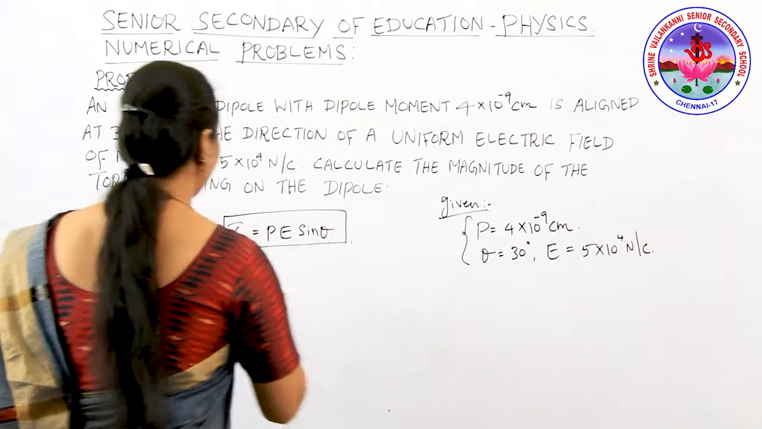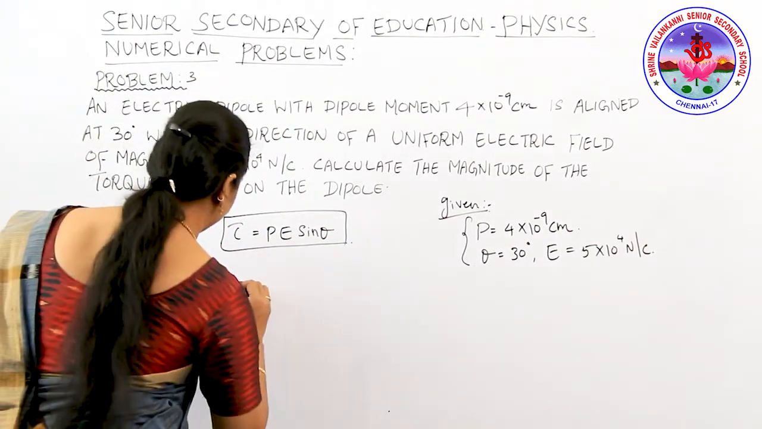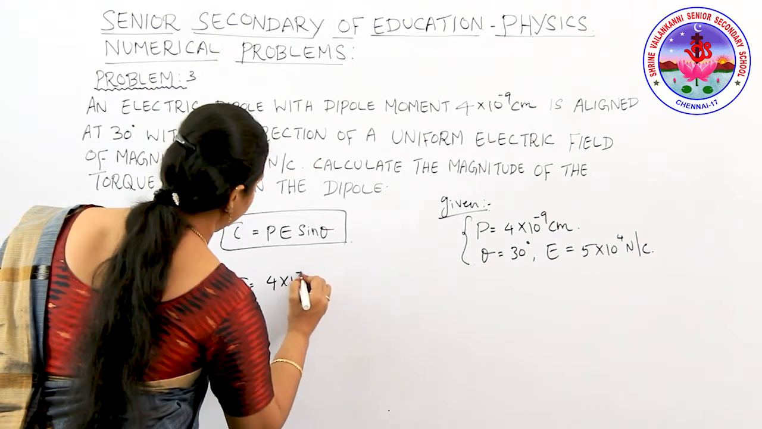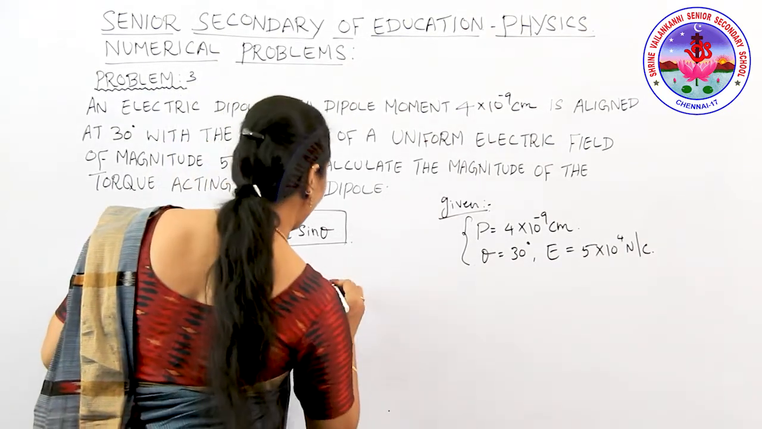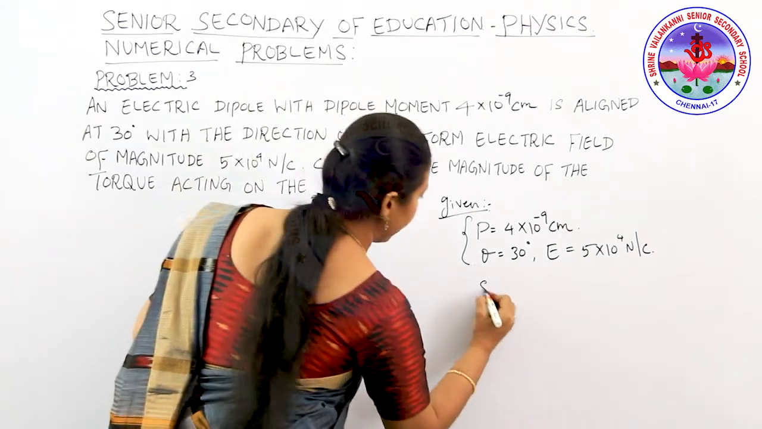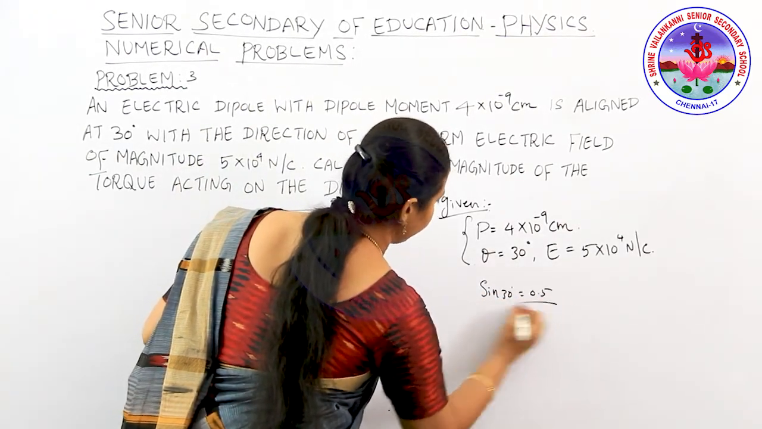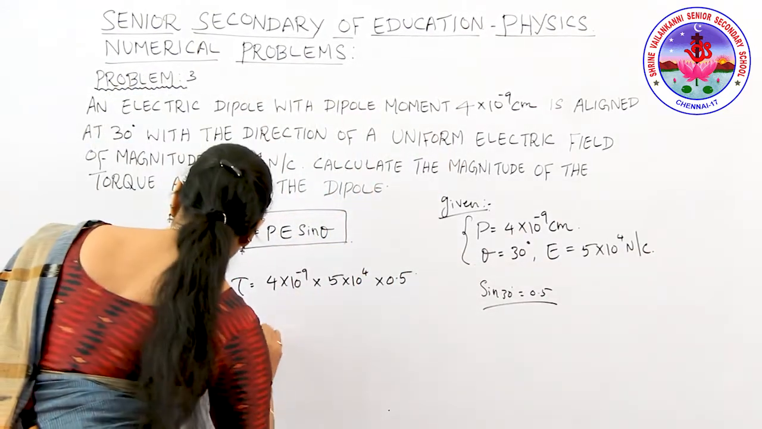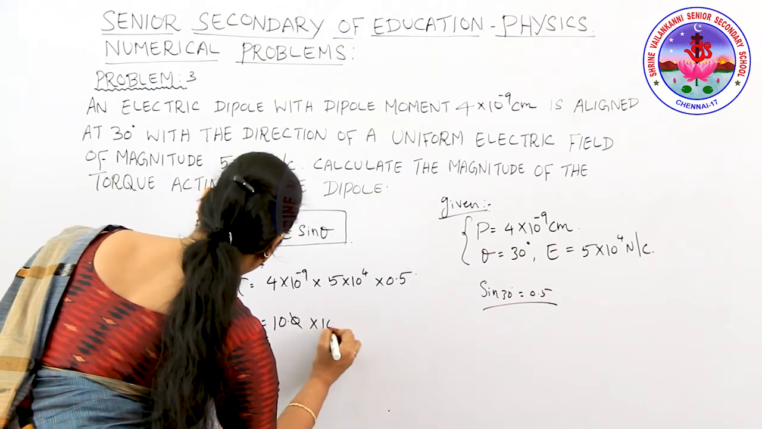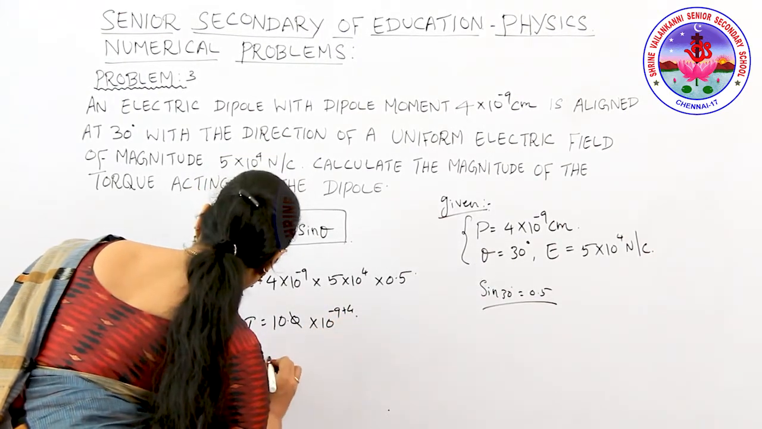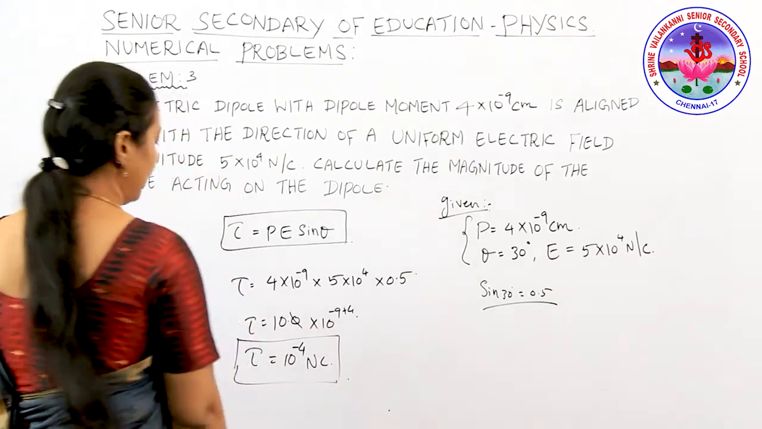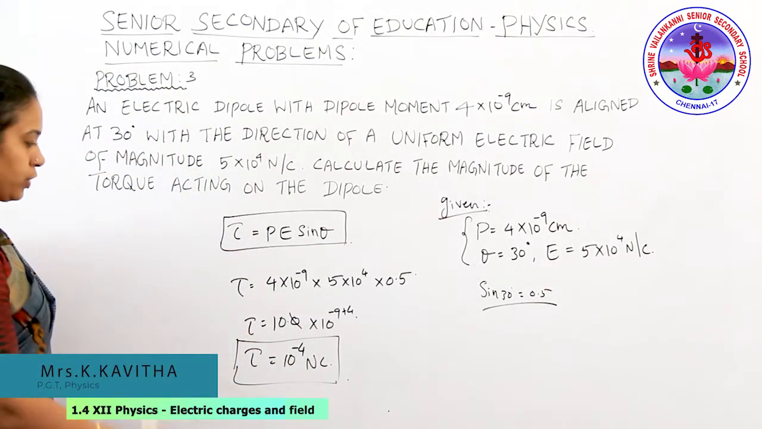So with the help of the given values we can apply them and get the tau value directly. No need for any modification in the formula. P value is 4 into 10 power minus 9, into 5 into 10 power 4 for the E value, into sine 30 degree. Sine 30 degree is half, 0.5, so you can apply 0.5. Then tau is equal to 100 into 10 power minus 9 plus 4. So we get tau equal to 10 power minus 4 Newton meter.